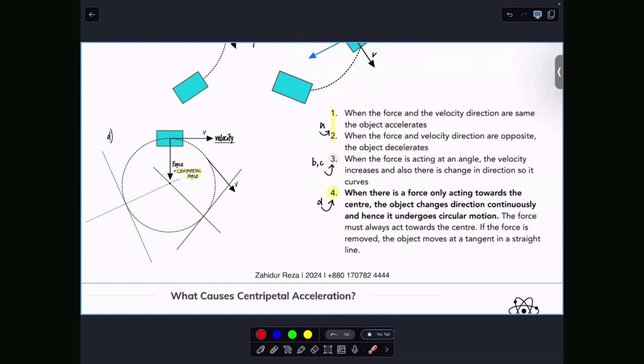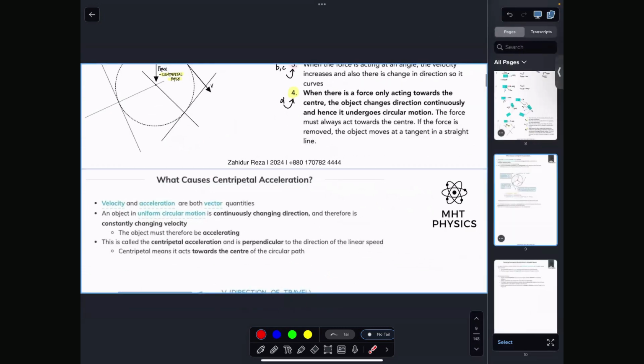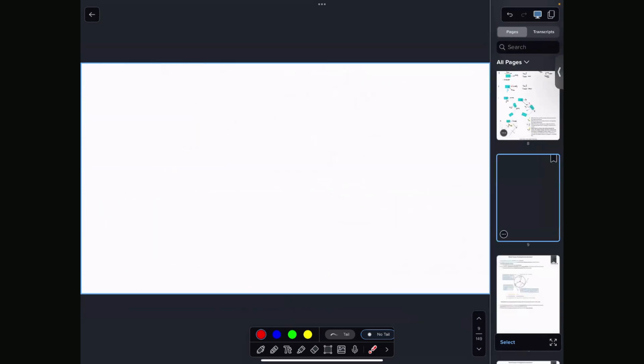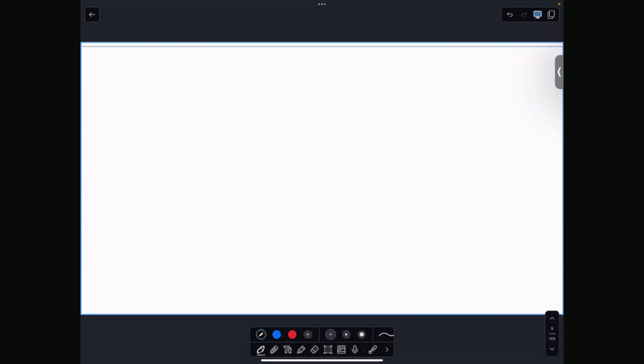So the question is, what is the requirement for circular motion? This comes for 4 marks, by the way, in different chapters. Different chapters means there are like 8 different chapters where the same question comes, but you have to apply context. Do you understand what it means by context?